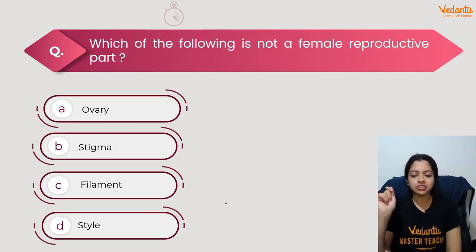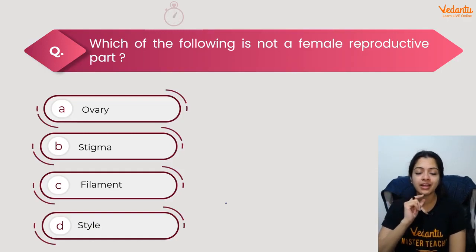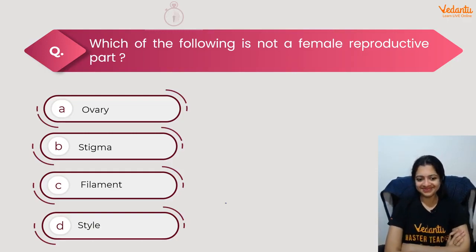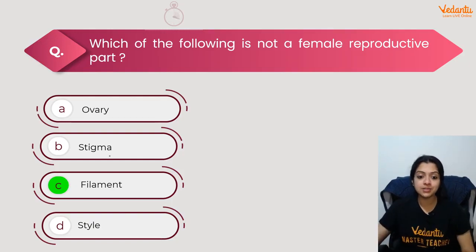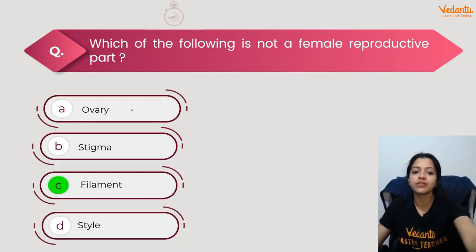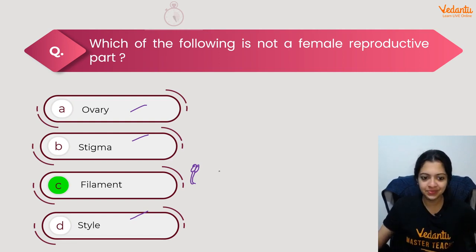Next one. Which of these is not a female reproductive part? Ovary, stigma, filament, style. Your time is up. The answer is filament, because stigma, style, and ovary are part of the female carpel or the pistil, whereas filament is what you find helping attach the anther.